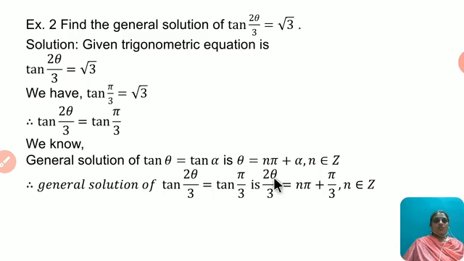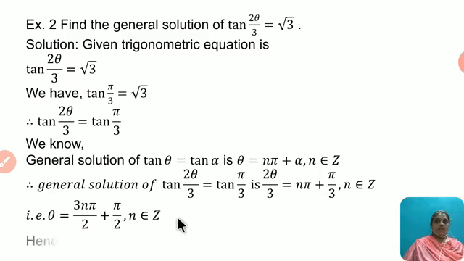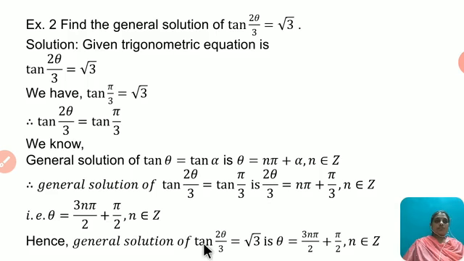Now to get value of theta, we multiply by 3 and divide by 2. That is, here we get theta is equal to 3n pi by 2 plus pi upon 2, because here 3 get cancelled and this 2 goes in denominator, where n belongs to z. And hence the general solution of tan 2 theta upon 3 is equal to square root 3 is theta is equal to 3n pi by 2 plus pi by 2, where n belongs to z.